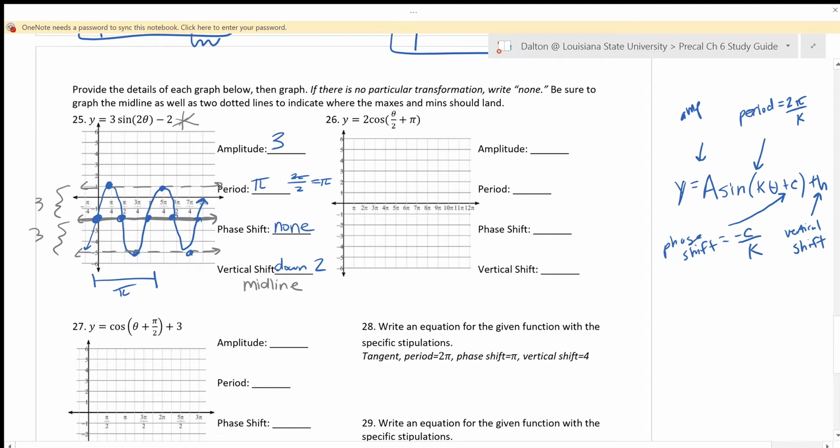Number 26, y equals 2 times the cosine of theta over 2 plus pi. So again, let's go through our algebra first. Amplitude, my a value is 2.